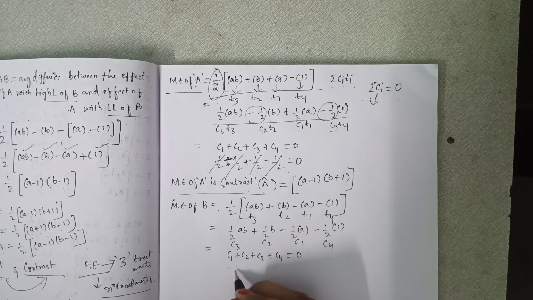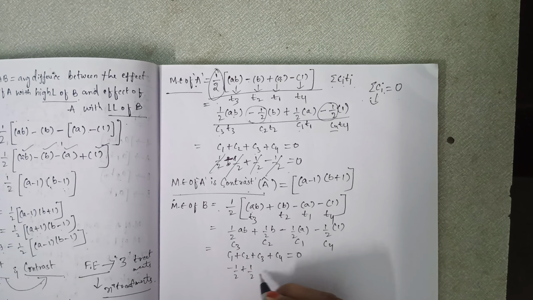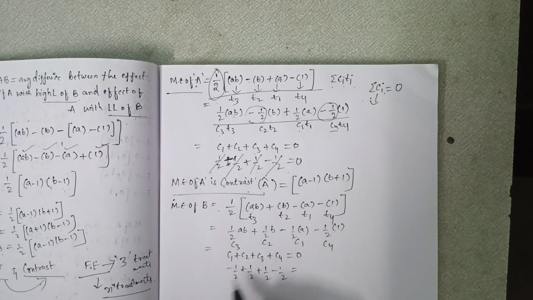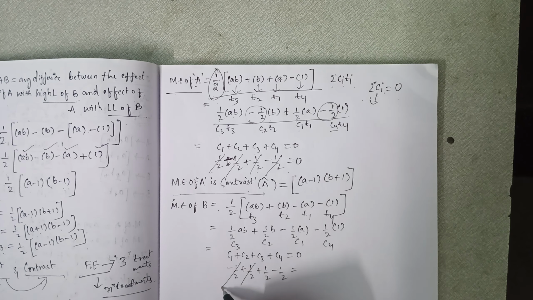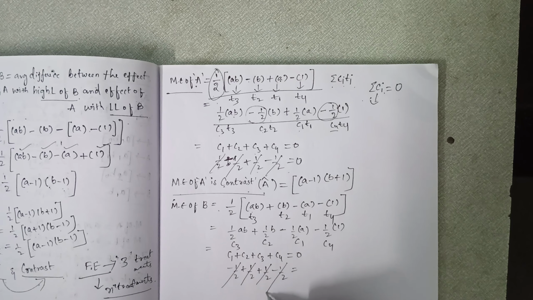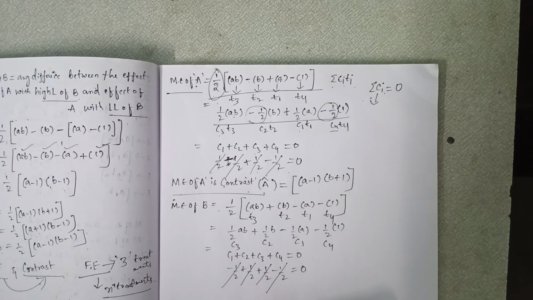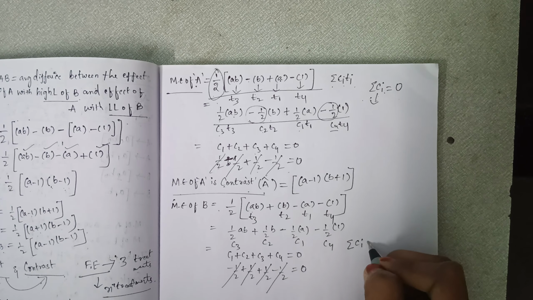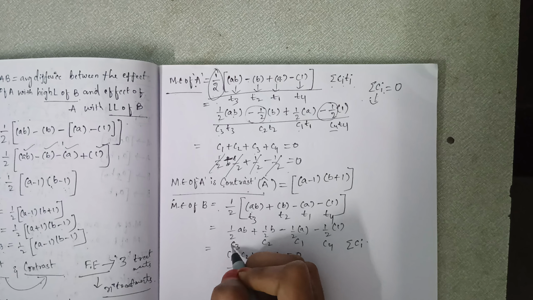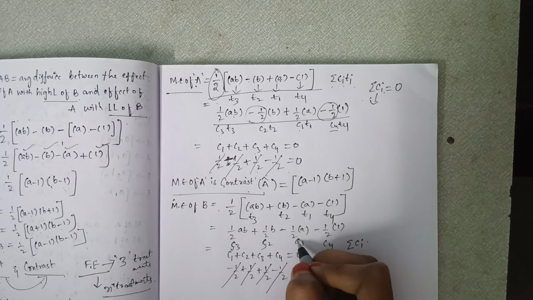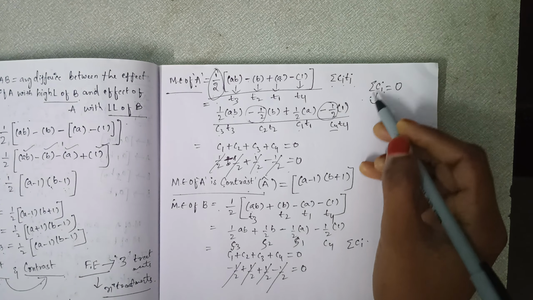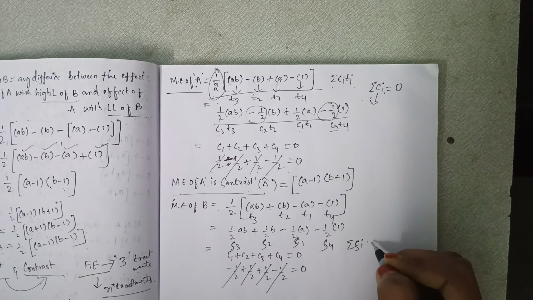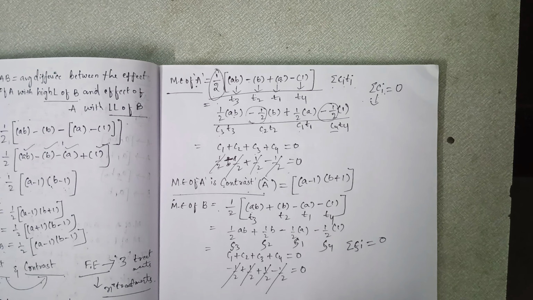So C1 is minus 1 by 2, C2 is plus 1 by 2, C3 is 1 by 2, and C4 is minus 1 by 2. So plus 1 by 2 minus 1 by 2 cancel, plus 1 by 2 minus 1 by 2 cancel, which is equal to 0. We got summation Ci, or let us put it as S, so we will not confuse here and here. Okay. So Si is equal to 0, we got.